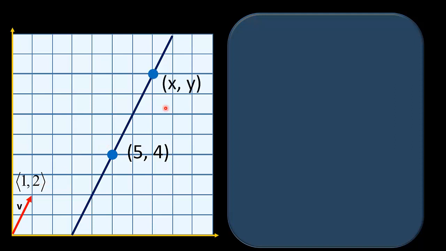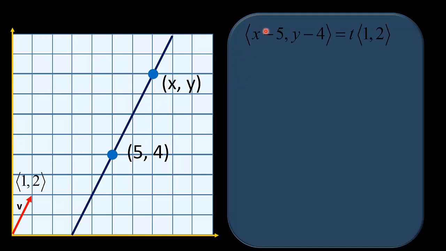Okay, let's proceed this way. Let's just consider another point on this line, x y. There it is right there. Now, think about a vector. Let's just consider a vector here that starts at 5, 4 and goes up to x y. And let's put that vector in component form. Now remember, this vector here is going to be parallel to this vector. So if we put it in component form, we're going to get this.